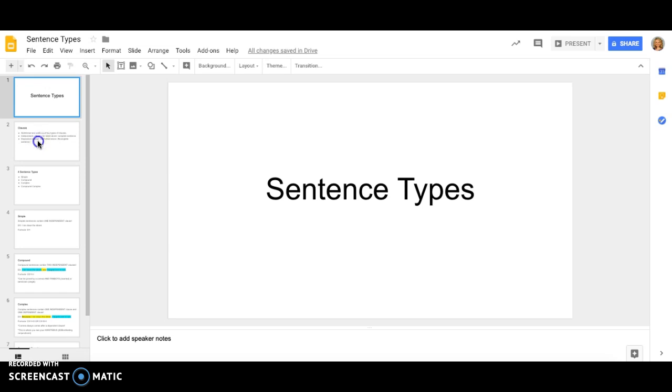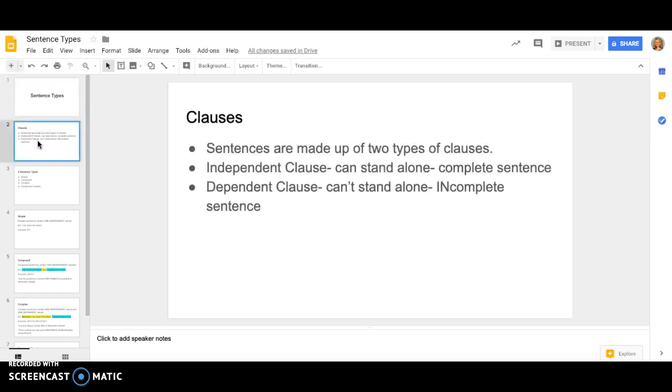So when we talk about sentences, there are two types of clauses that make up sentences. One is an independent clause. It can stand alone. This is a complete sentence. A dependent clause can't stand alone. It's an incomplete sentence. Think about it in terms of being an adult and a child. You are dependent upon your parents because you can't support yourself or stand alone, but your parents are independent because they can support themselves and you.